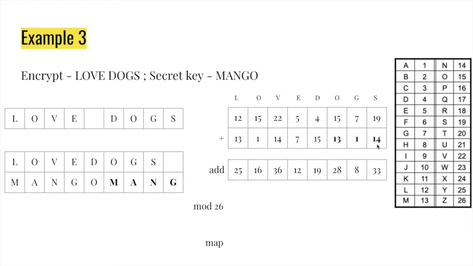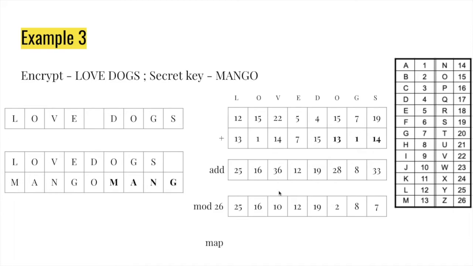Now let's take modulus 26. Now we know that 25 and 16 are pretty straightforward, so we just write them as it is. Now 36 mod 26. How do we calculate it? So here the quotient should be 1 and the remainder should be a positive value. So 26 into 1 is 26 and 36 minus 26 gives us a 10.